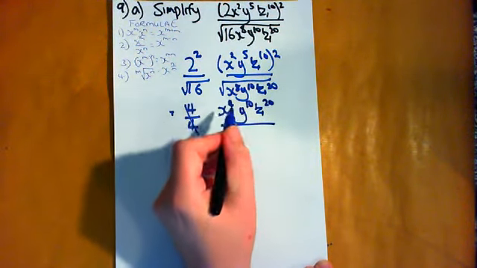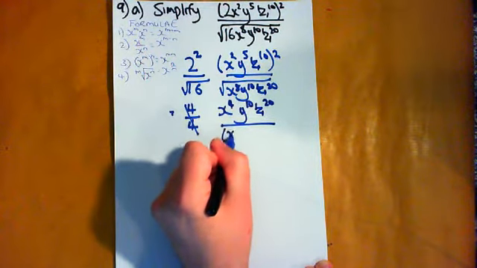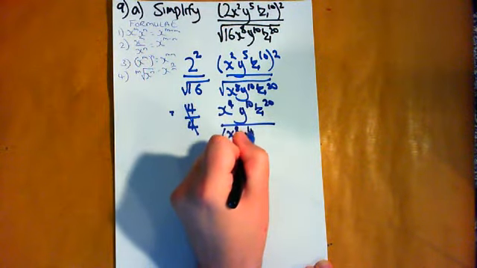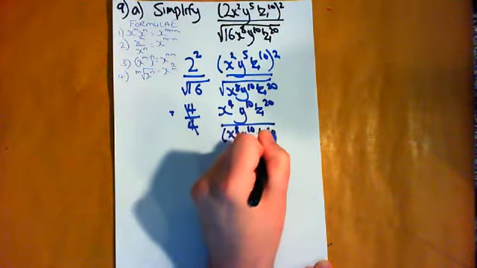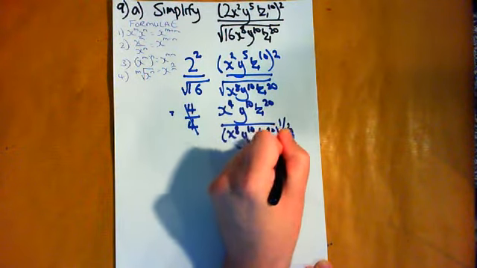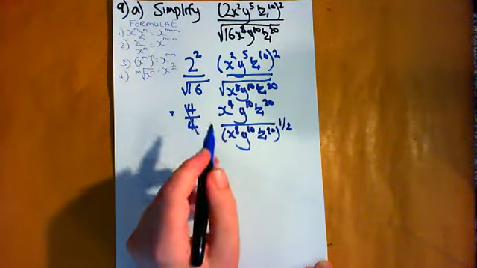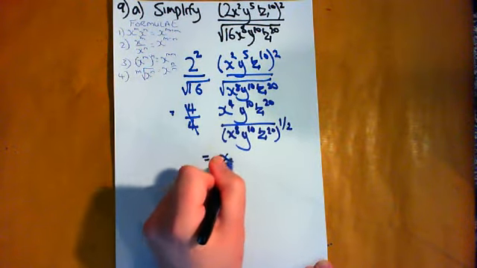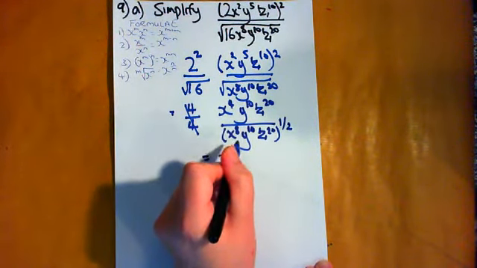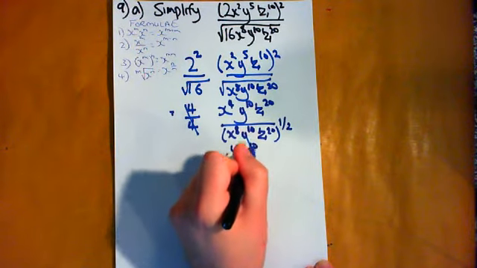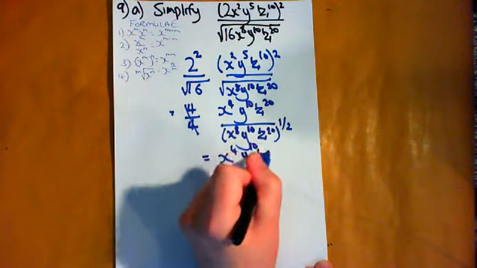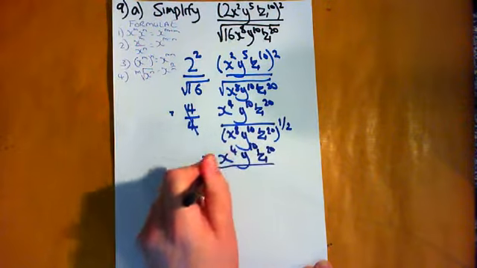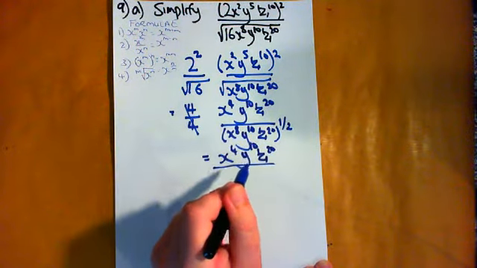Over, what have we got? We've got x to the 8, y to the 10, z to the 20, all to the power of a half. Remember that the square root is the same thing as the power of half. So we have x to the 4, y to the 10, z to the 20, over. Now let's work out what's on the bottom.